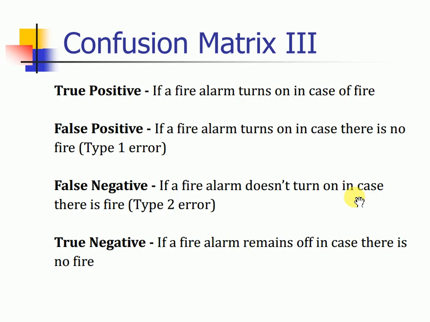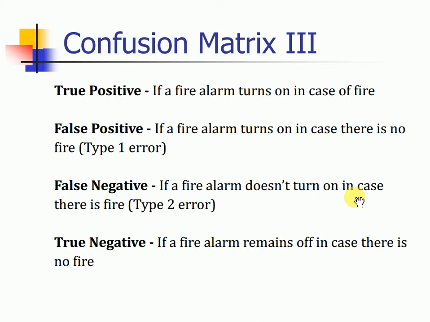Now I'll give you a simple example as to how a confusion matrix is created. Considering a case of a fire alarm, and assuming that fire is considered as logic 1, a true positive in that case would be the fire alarm goes on in case there is an actual fire, so it's a true positive case.